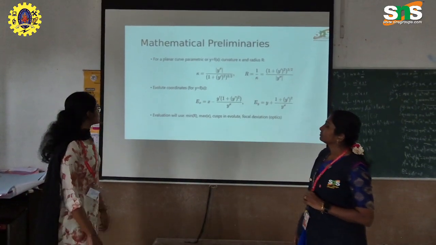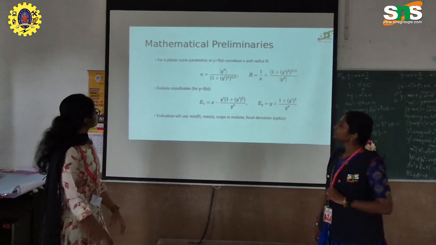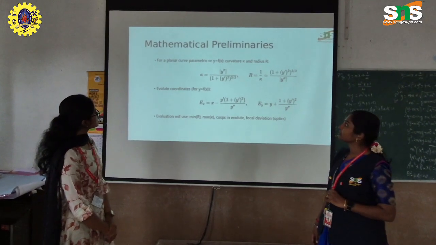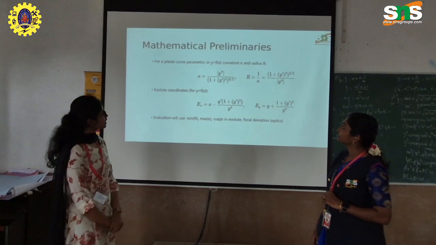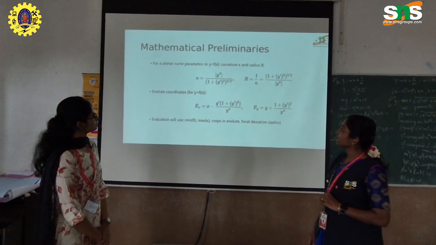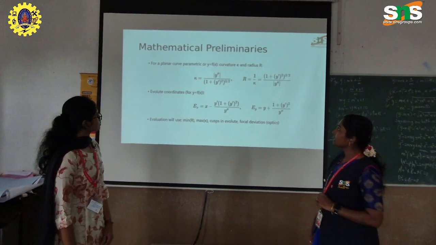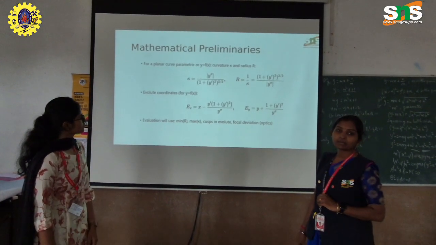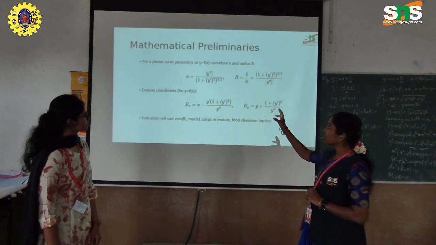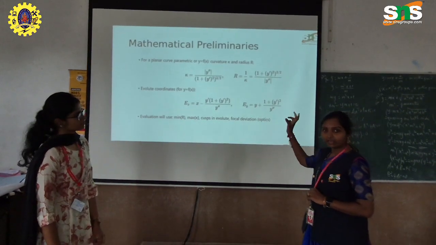Mathematical preliminaries. For a planar curve, parametric or y equal to f of x, curvature k and radius r. So curvature k and radius r is given, which means k is nothing but kappa and r is nothing but 1 by kappa. Kappa is the curvature here. We have a formula to find the curvature and radius of curvature.